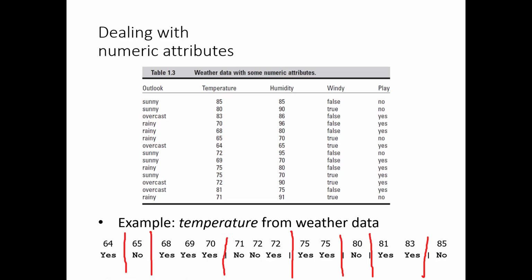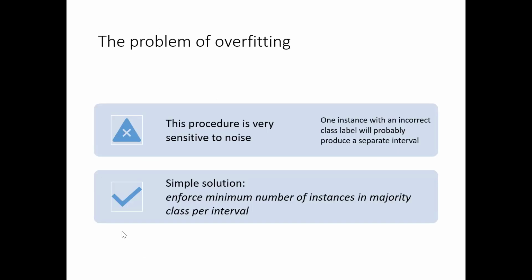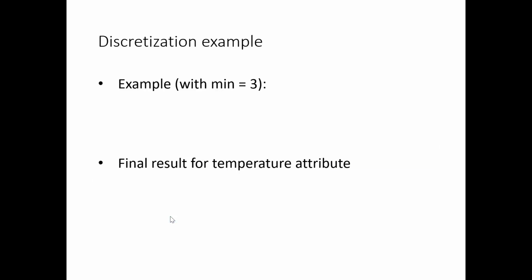Therefore, what we do is simplify the number of ranges. Overfitting means usually you might get very high accuracy in the training, but very poor accuracy in the testing. This can also happen here because you have too many separations. Therefore, we will put a minimum condition. So what do you mean by minimum?